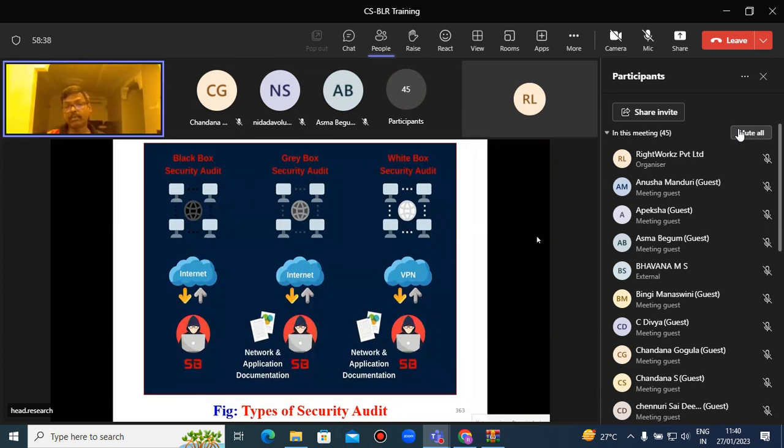Then gray box security audit is when we find that sometimes through the network level they are stealing our data, and sometimes 50% I come to know there may be a chance of a malware attack, and sometimes I may not know whether it is a malware activity. Such activity is called gray box security audit. In a white box security audit, everything is transparent, whether it happened in the network, application, documentation or other activity. This is called a white box security audit.